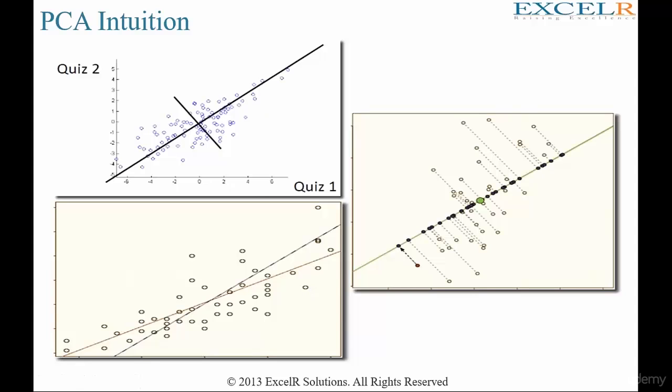So let us try to understand the intuition using this toy example. Say there are two variables, quiz 1 and quiz 2. The marks that you have secured on quiz 1 is plotted on this axis, and the marks that you have secured on quiz 2 is plotted on this axis. And it seems like there is a positive correlation between quiz 1 and quiz 2.